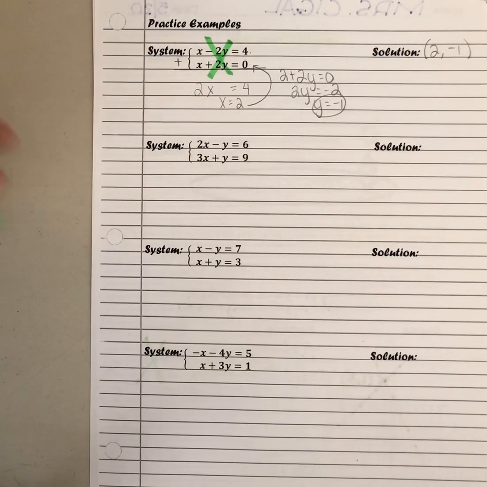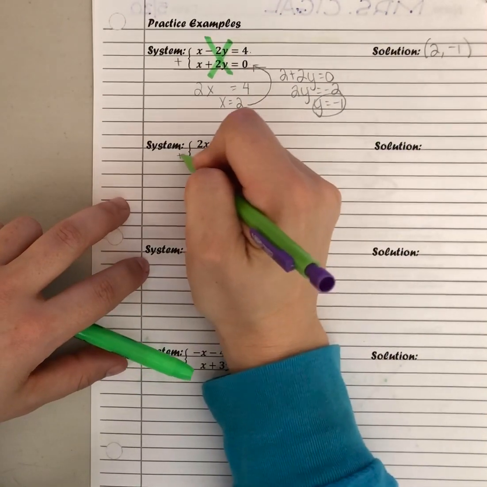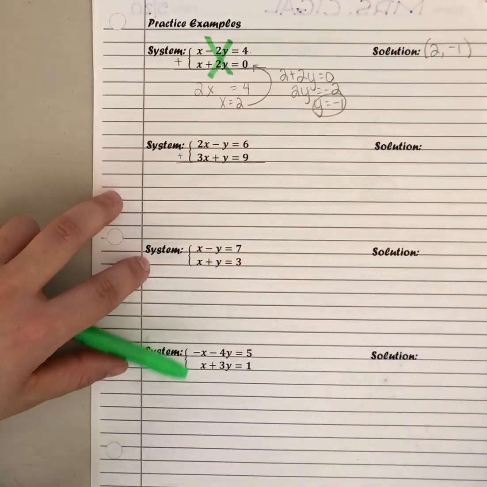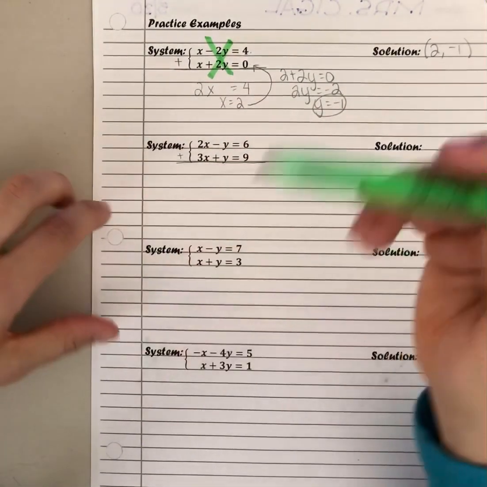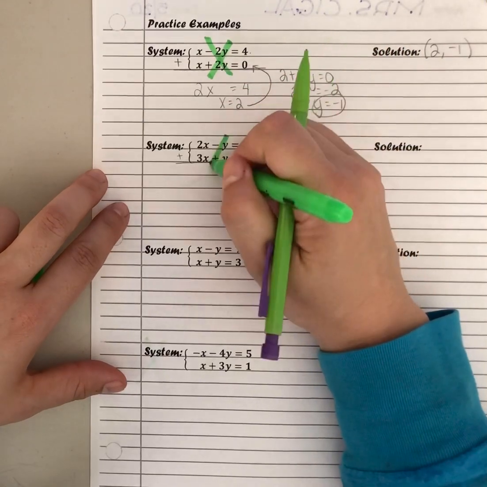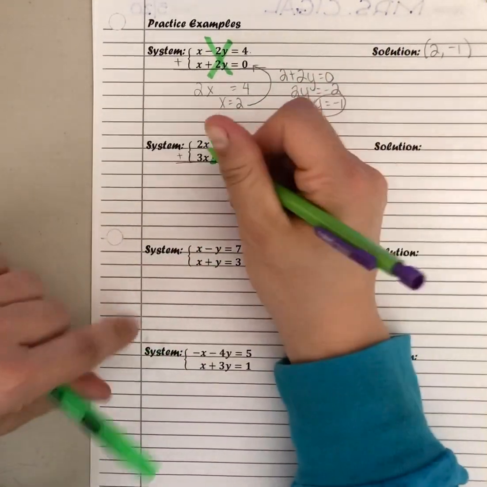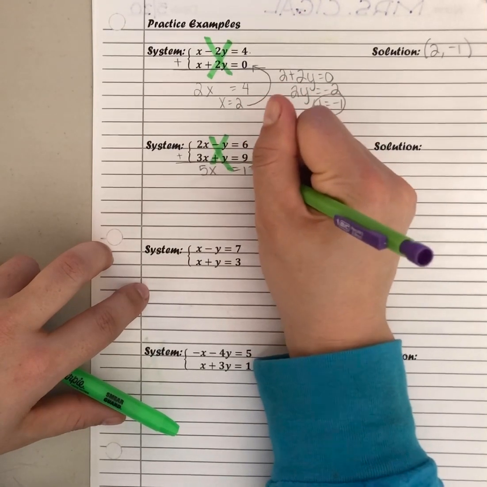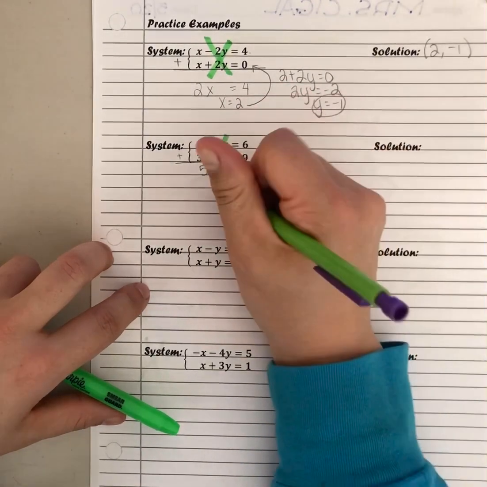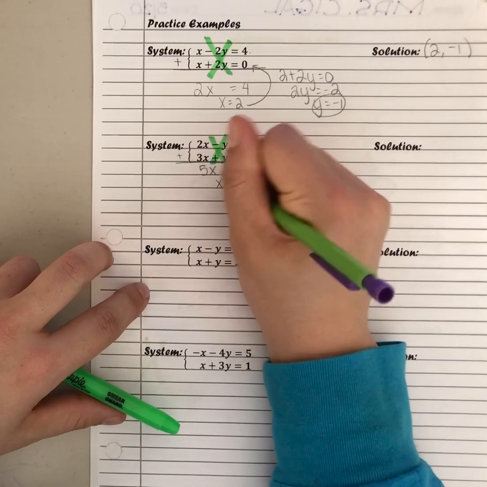Okay, next problem. We're going to get ready for our vertical addition. Take a look to see if any of your coefficients are the same number but opposite sign. See my y's? 2x plus 3x is 5x. 6 plus 9 is 15. This tells me that x is equal to 3.